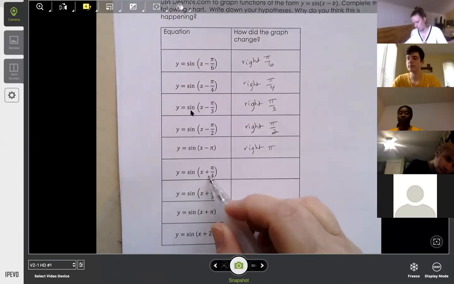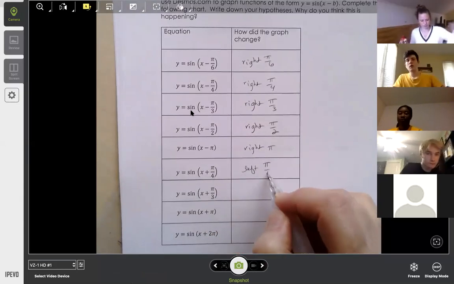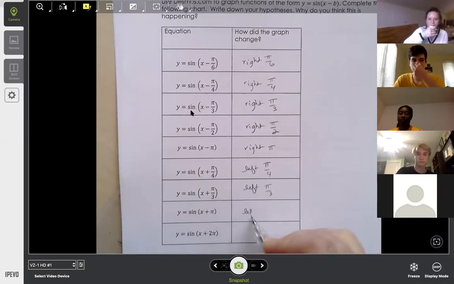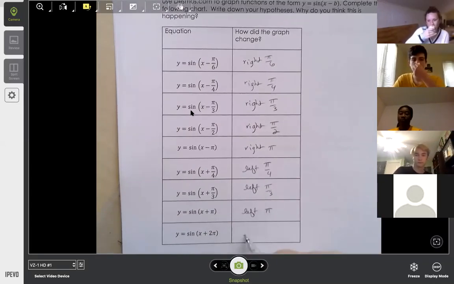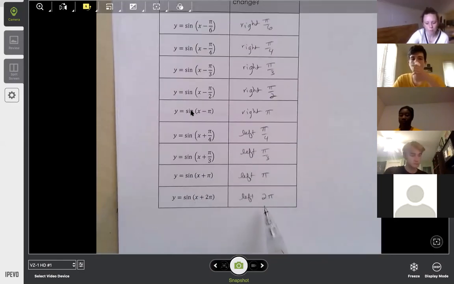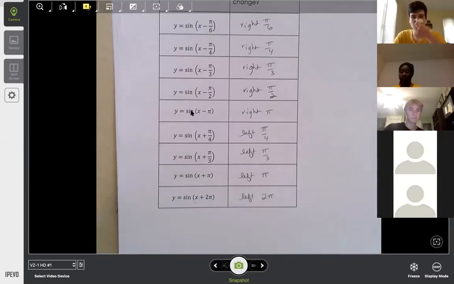X minus pi, it'll move right pi. And then we said when it was plus, it moved left pi over 4, left pi over 3, left pi, left 2 pi. What do you think about the graph of sine of x plus 2 pi and the graph of sine of x? When you move left 2 pi, what's that going to look like?